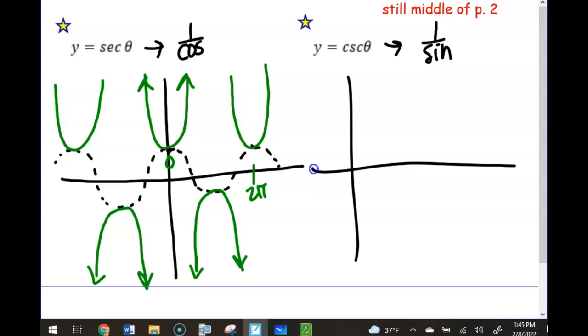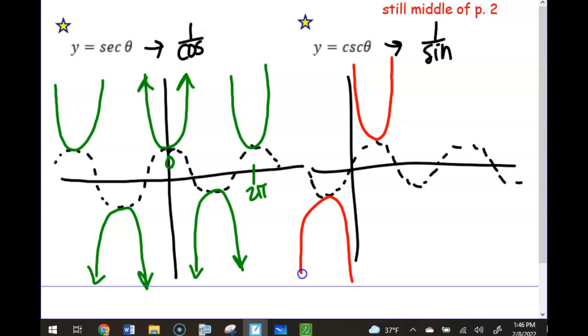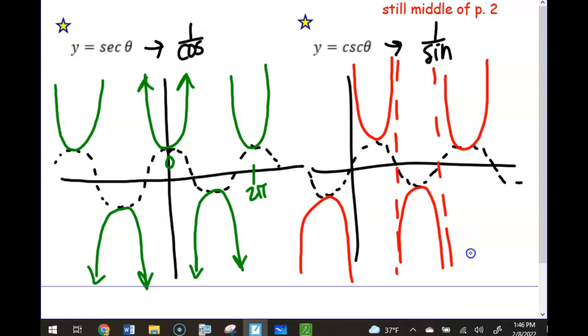Okay. The sine graph, on the other hand, goes through the origin and does this. What kind of symmetry is that? Yeah, that's origin symmetry, and let me show you. So I'm going to give you the red graph without any dotted anything, and you're going to have to determine that is the cosecant.